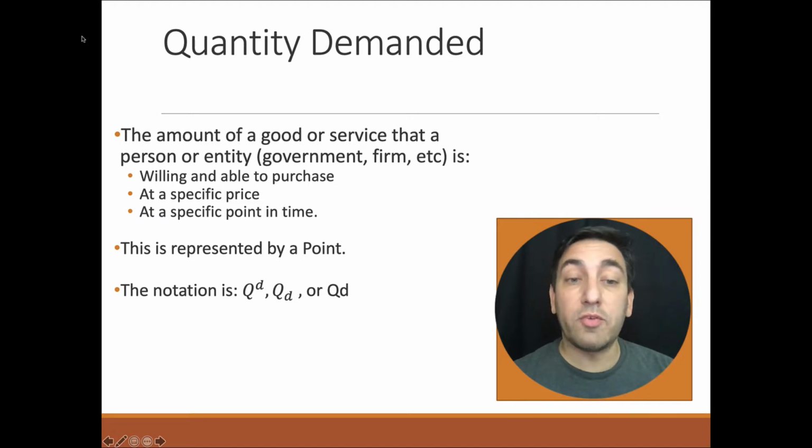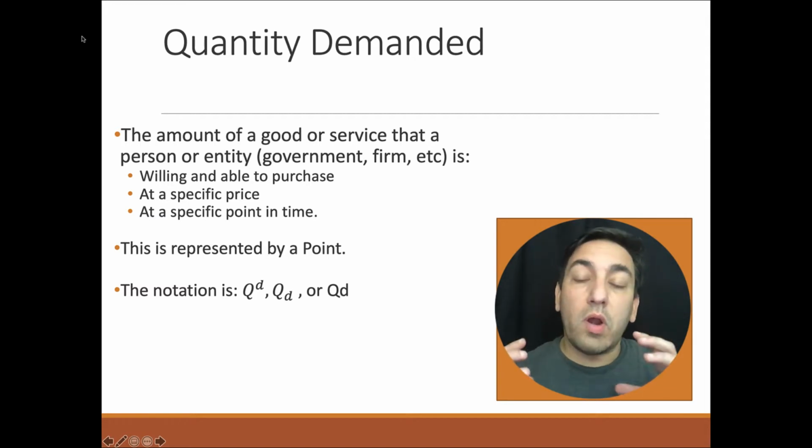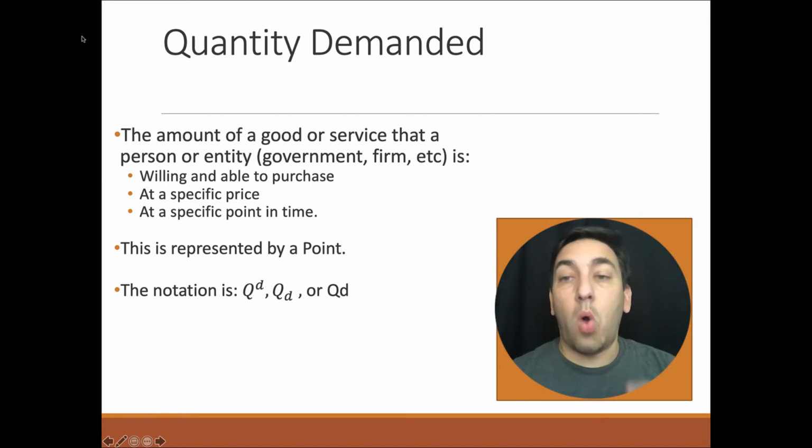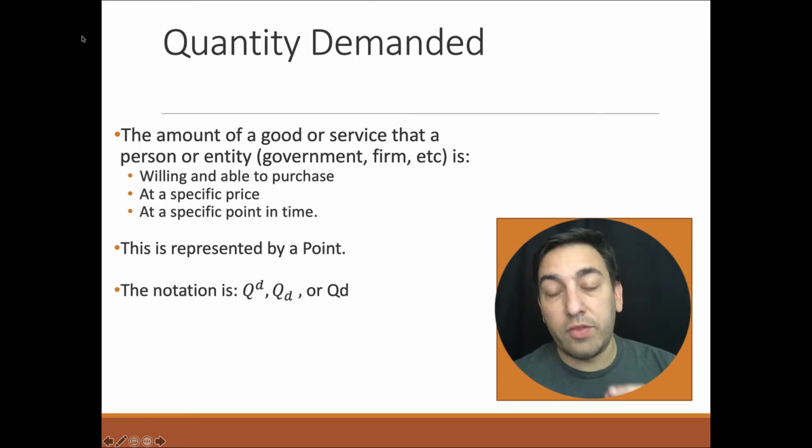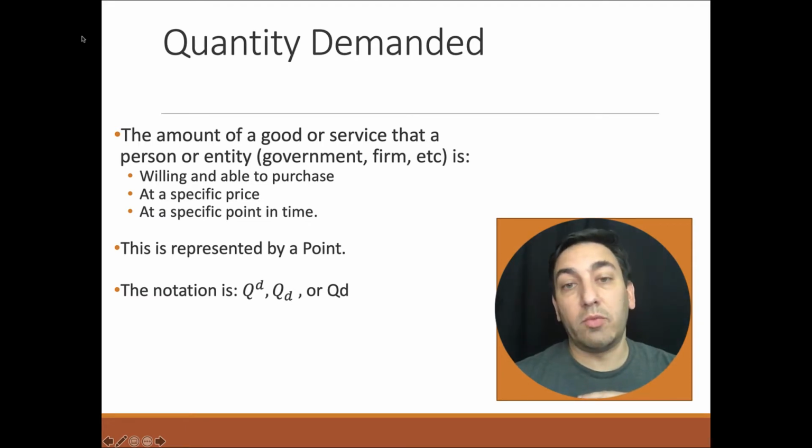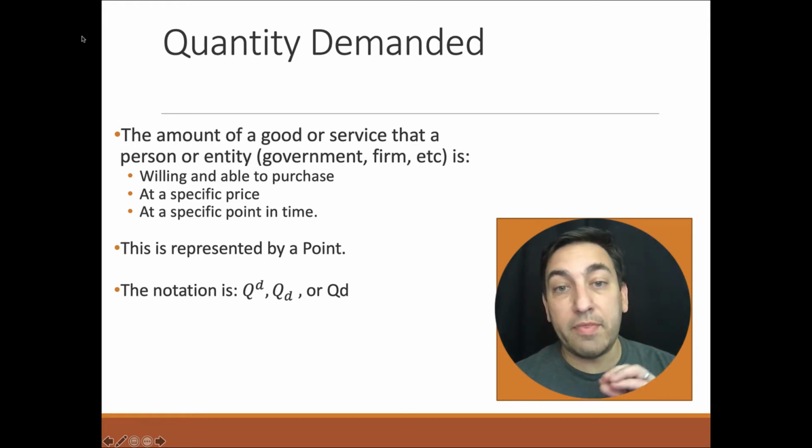Okay, so let's start with buyers. We've all been buyers before. We've bought candy bars or hamburgers or shirts or socks, whatever. So we're going to start off with something called quantity demanded. And I want you to hear this carefully because we're going to be talking about quantity demanded and demand in a little bit. And these two things are related, but they are different.